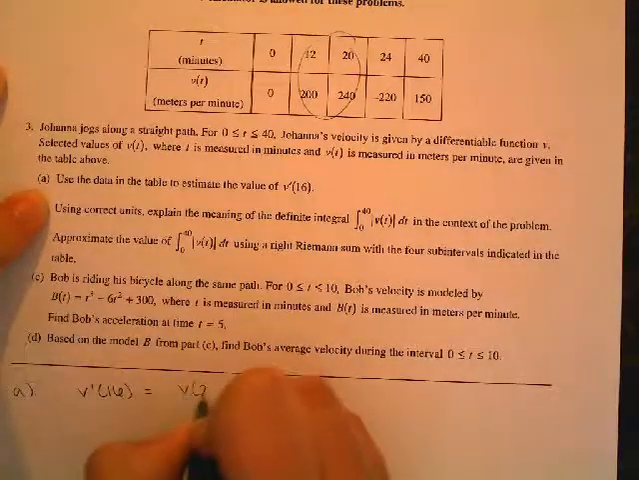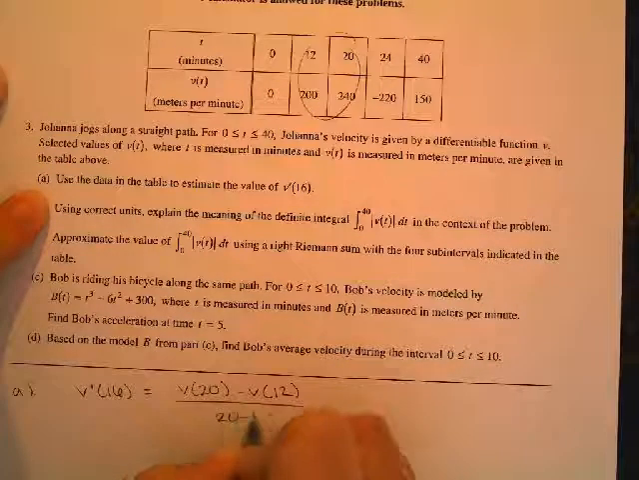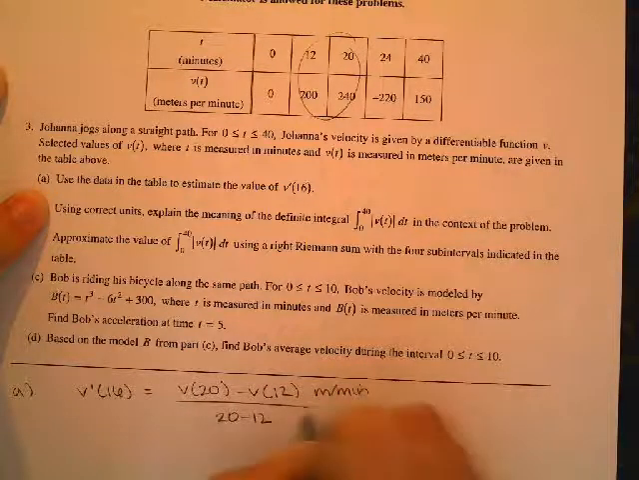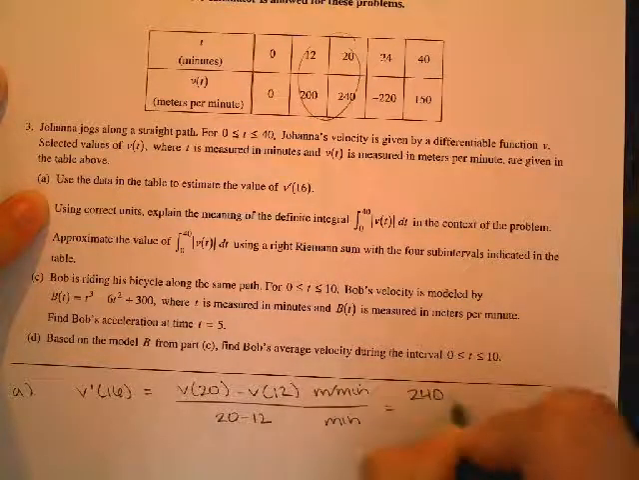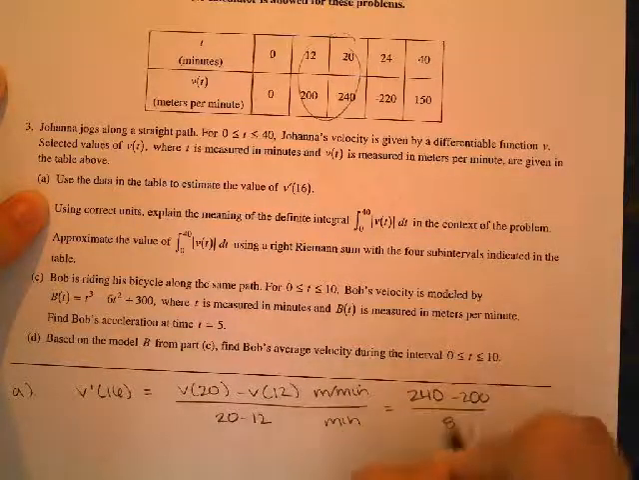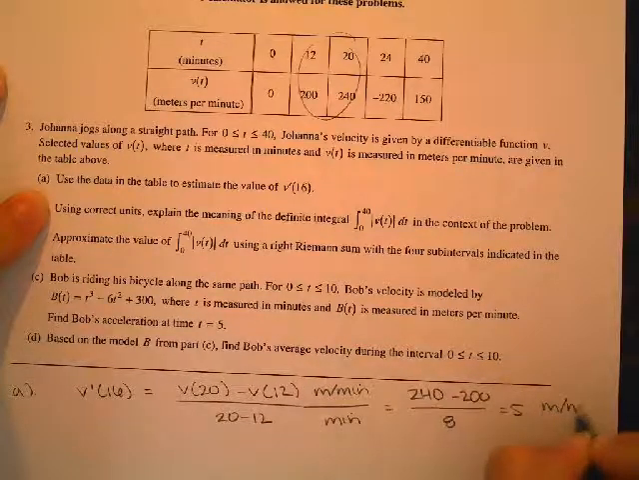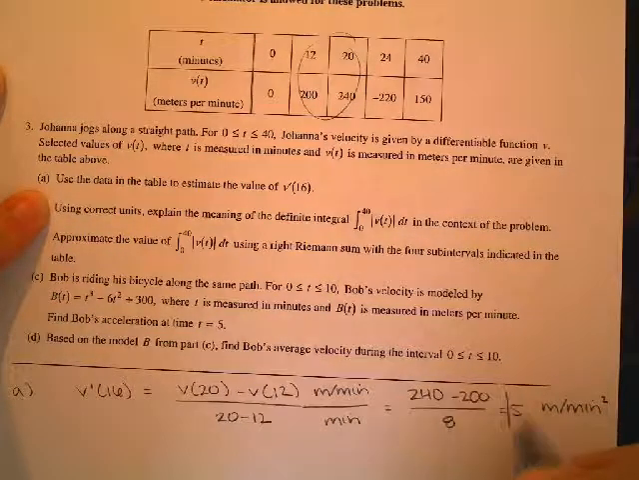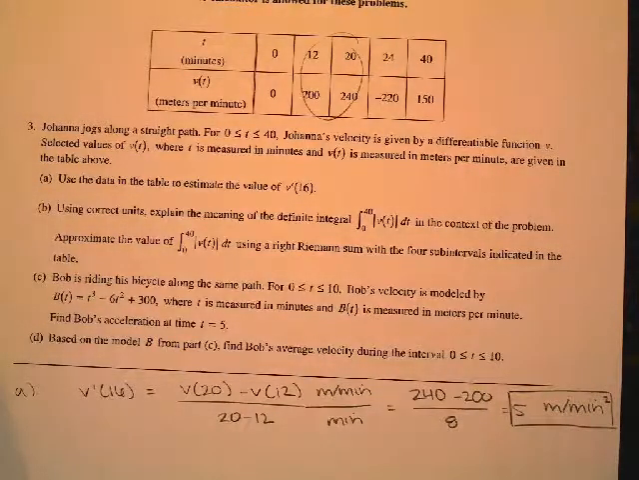So V of 20 minus V of 12 divided by 20 minus 12. So that's meters per minute. And that's 240 minus 200 over 8. So 40 divided by 8 is 5 meters per minute squared. They did not say the context of the problem. They actually didn't say units either, so technically you only needed to have the 5.